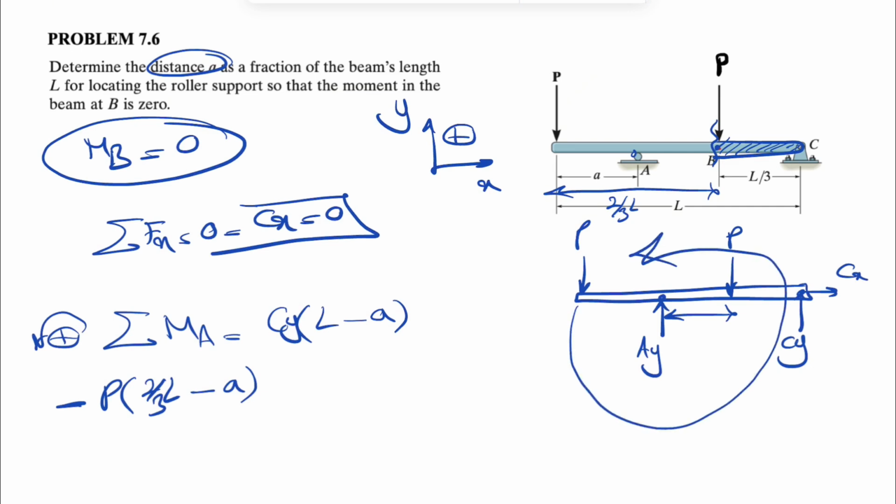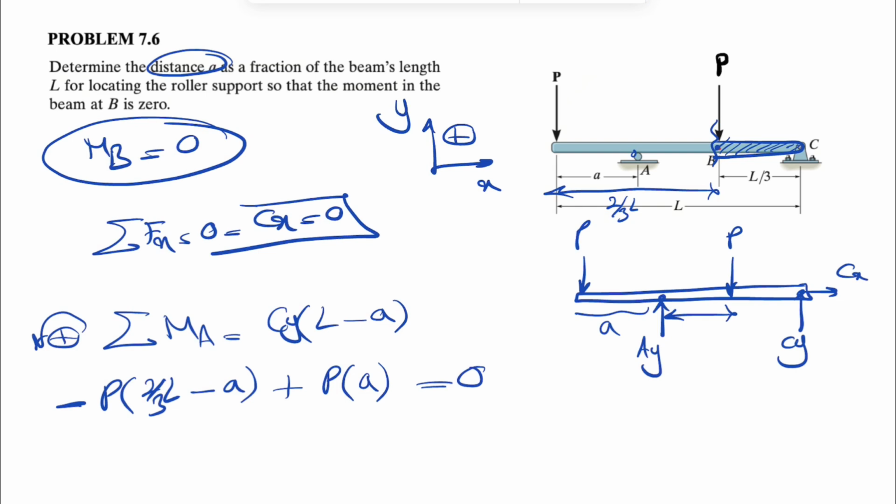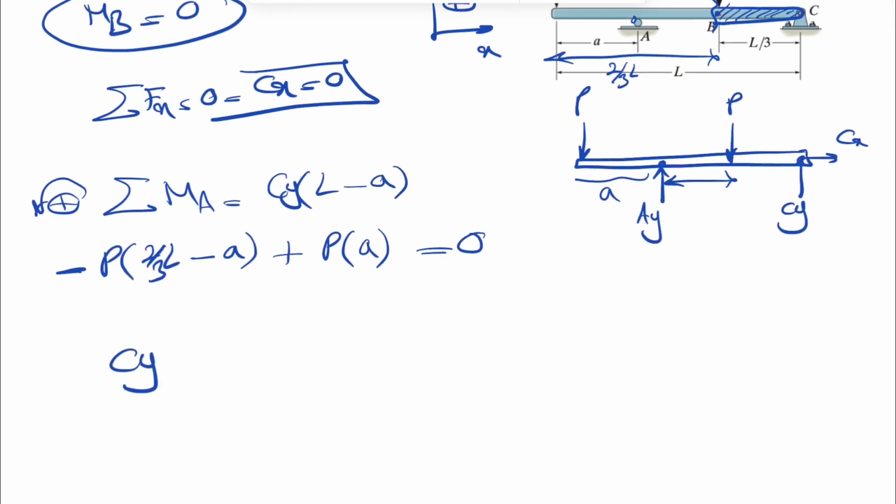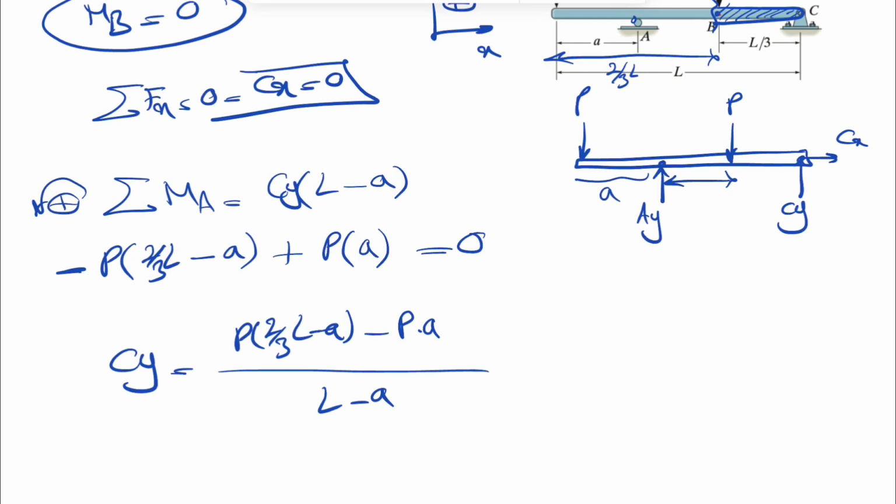This P is also making a counterclockwise moment about A. So also positive, P times the distance from A to here. We know it's A. And this will be equal to 0. And now we can find our CY in here, which would be P times 2/3 of L minus A, minus P times A, over L minus A.